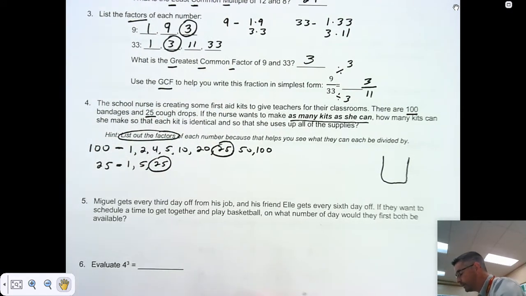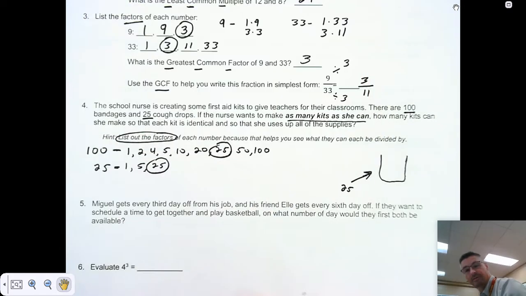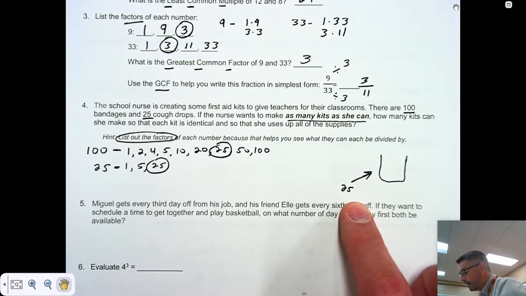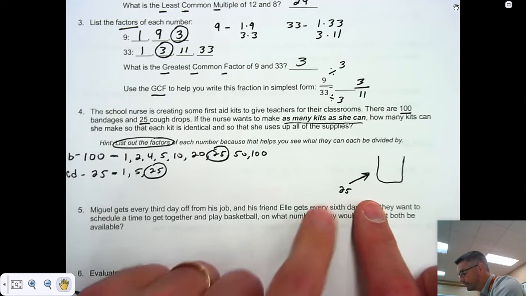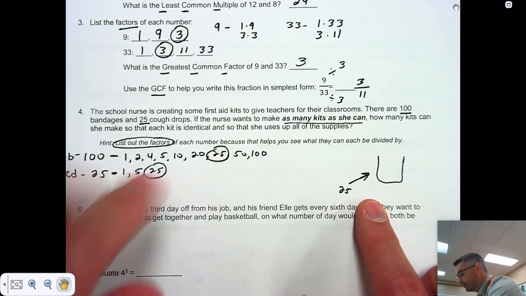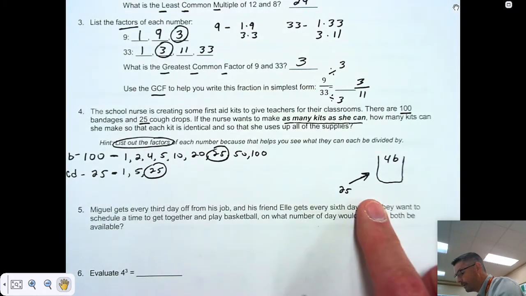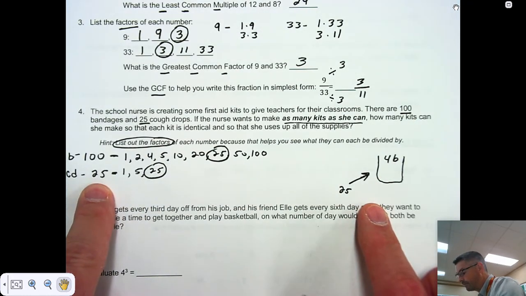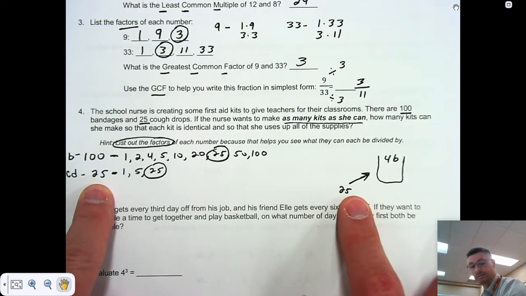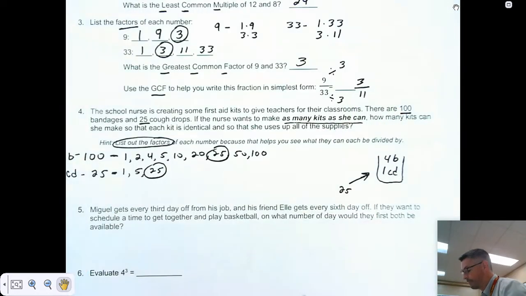So that tells us how many kits. So we would have 25 kits delivered to the teachers. How many bandages? Remember, these were bandages and these were cough drops. How many bandages would be in each of the 25? Well, 25 times what gives me 100? 25 times 4. So there'd be 4 bandages. And then 25 cough drops divided up into 25 kits. You'd have 1 cough drop per kit.